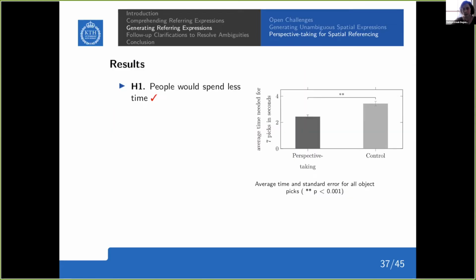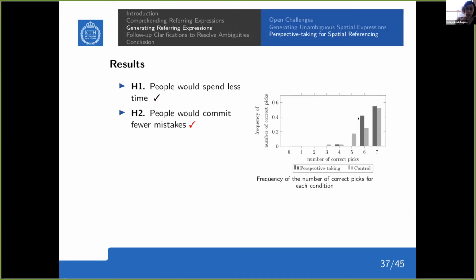Let's see our results, what happened during the study. In our hypothesis, we thought that people would spend less time whenever the objects were described from their perspective, which was indeed the case. As you see, people spent less time in the perspective-taking condition compared to the control condition. And they committed fewer mistakes, which means they could identify the described objects more often in the perspective-taking condition, when the objects were described from their own perspective.